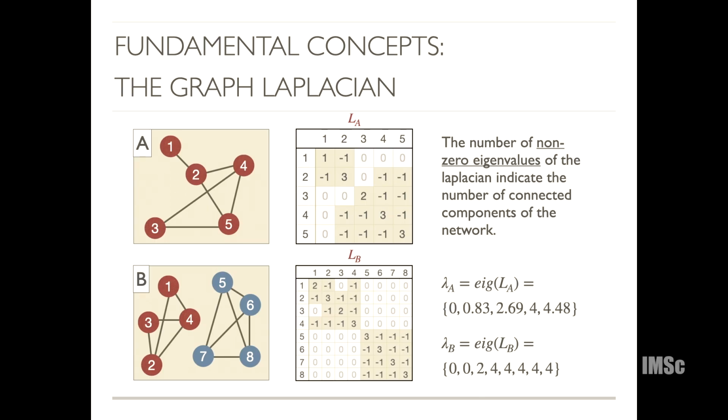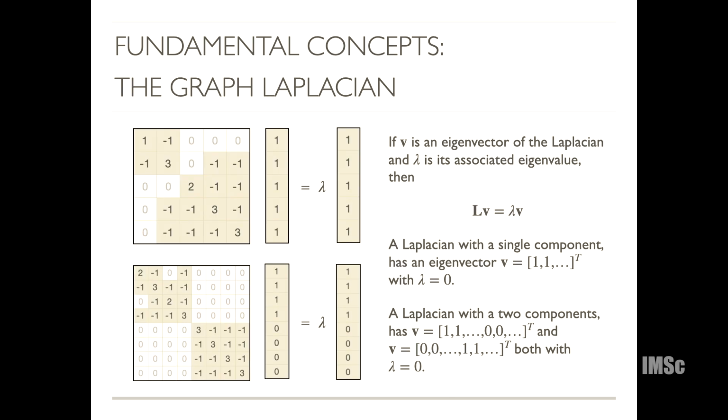Okay, but first, let's look at the statement that I've made over here, that two zero eigenvalues means 2 components and so on. You may be wondering, why is this the case? Why is it working? The reason why it works is the following. You all know this, right?